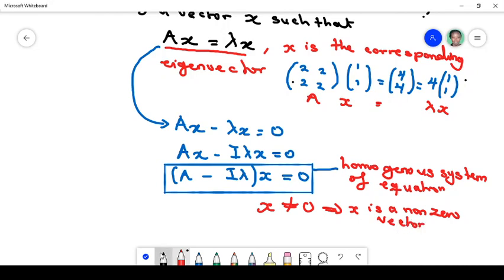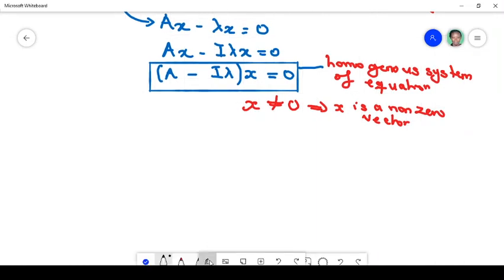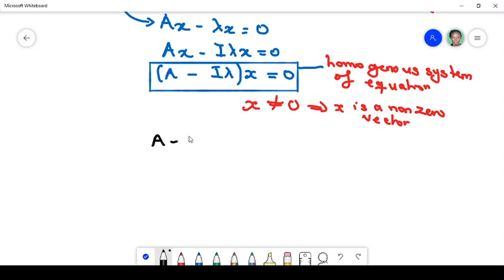If x is a non-zero vector, then I can write A minus I lambda equal to 0. And because it is a homogeneous system of equations, it means that it has a non-trivial solution.